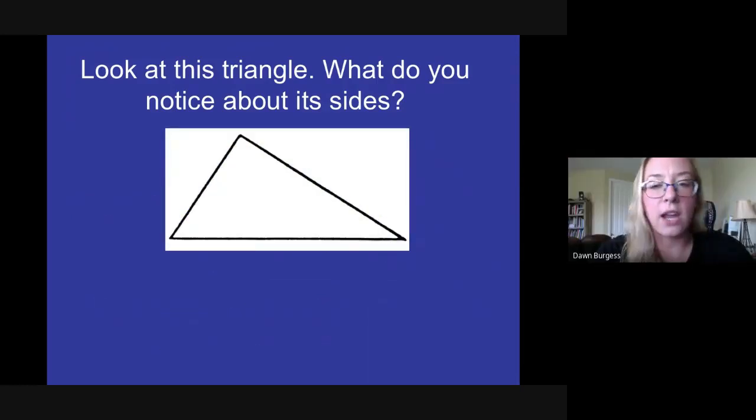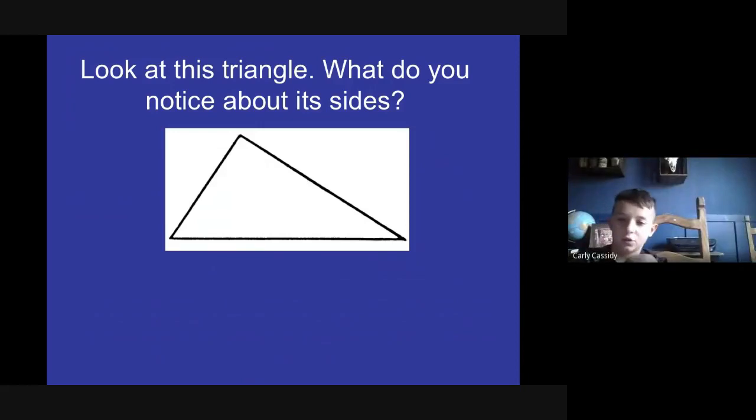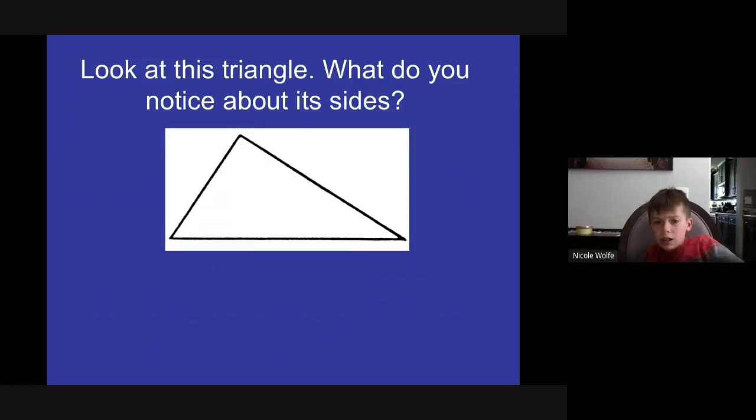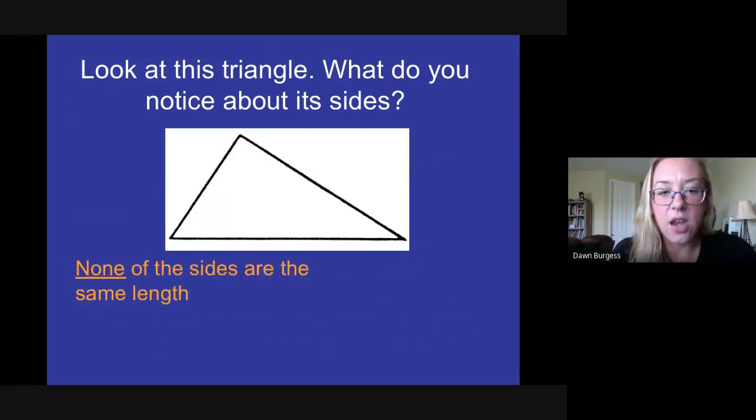Okay, look at this triangle. What do you notice about this guy? Again, talking about the sides, not the angles. All the sides are different. It's uneven. Yeah, it's uneven. All the sides are different, I heard you guys say. Good. None of the sides are the same length. None of them are congruent.